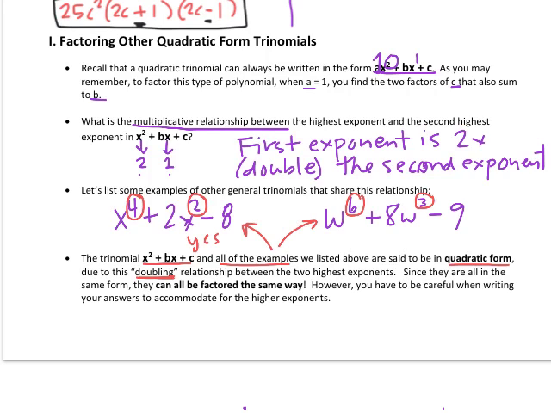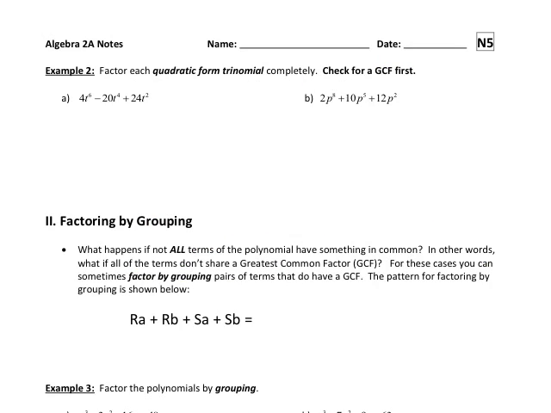Okay, and since they're all written in the same form, they can all be factored the same way. But you do have to be careful when you're writing your answers to accommodate for the higher exponents. So we're going to do some example problems on the back side of this page. Okay, so example 2 says to factor each quadratic form trinomial completely.